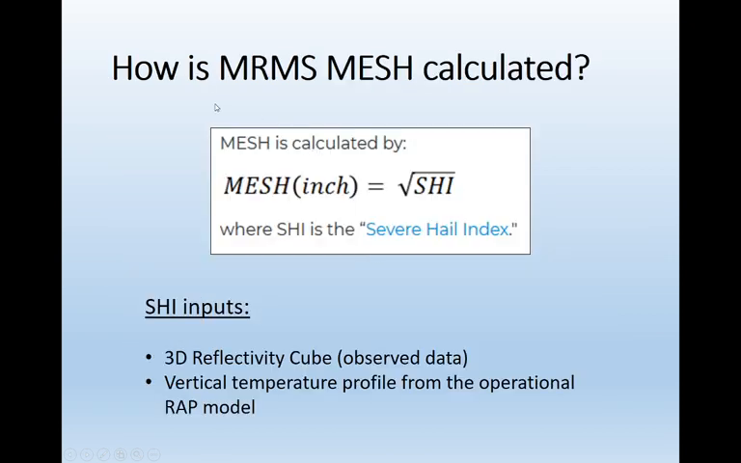So anyways, before we get going, it is important to remember how the MESH product is actually calculated. It's simply just the square root of the severe hail index. And if you can recall, there's basically two inputs to the severe hail index. The 3D reflectivity cube, so basically your observed radar data, using all the available radars that it can, and then your vertical temperature profile from the operational RAP model. So that's worth remembering because sometimes it's easy to forget that the MESH product does include some model data. It isn't 100% observed data making that product.